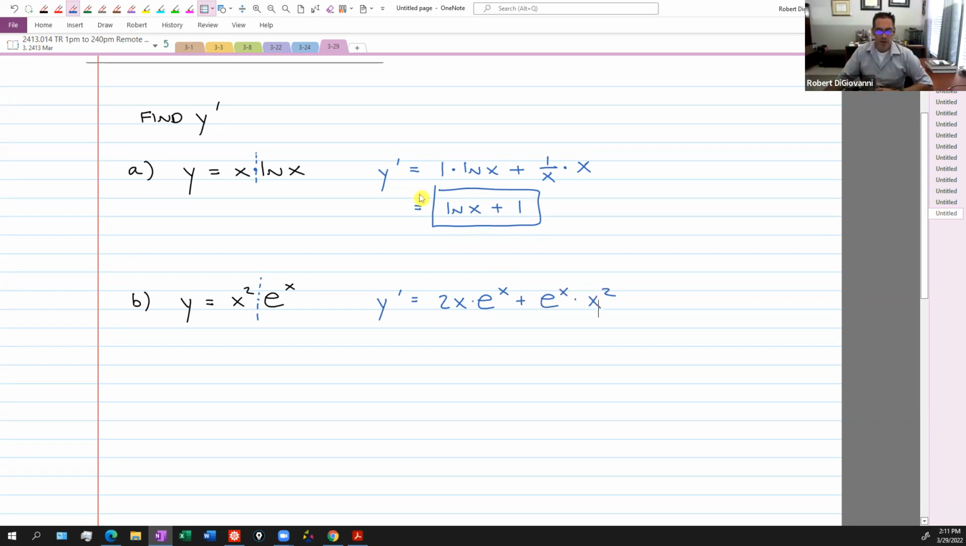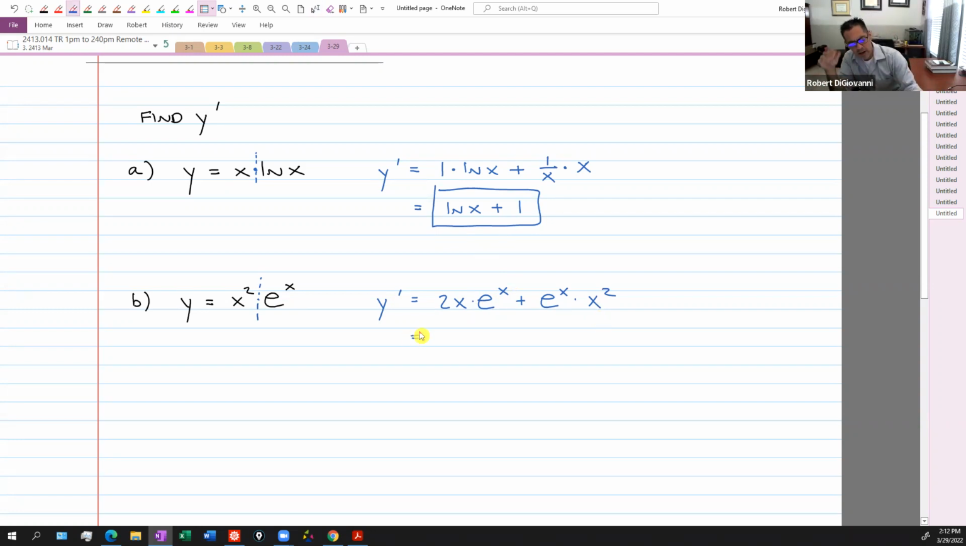Okay, perfect. So did the derivative of x squared first, 2x times e to the x, plus now the derivative of e to the x. What's the derivative of e to the x? Itself, right? Times the first function, x squared. That's it.